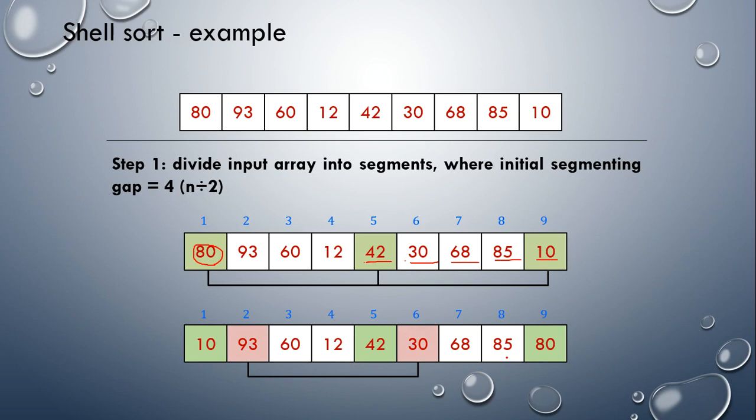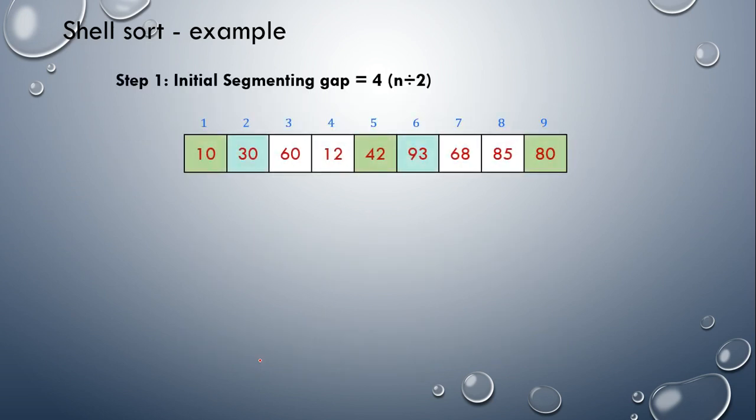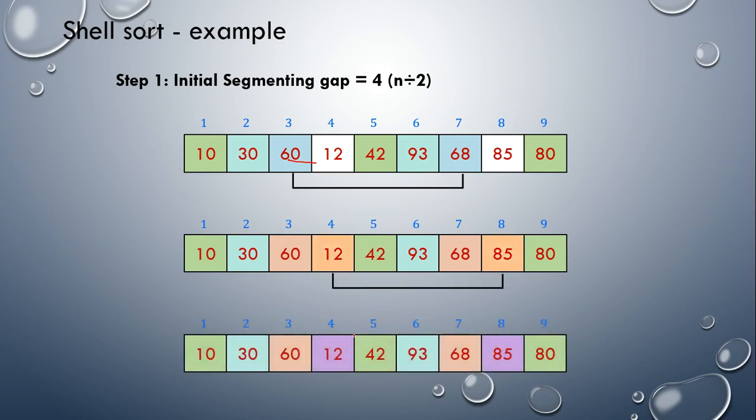So 93 is compared with 30. 30 is smaller than 93, so we exchange it. Now next 60 is compared with 68, so here no need to exchange because 60 is smaller than 68. Now 12 is compared with 85, here also no need to swap because 12 is smaller than 85. Now this is the array we get at the first step.